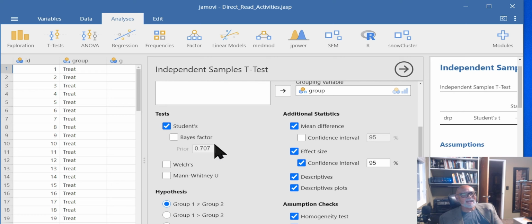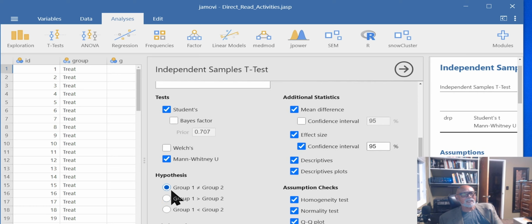Then if it did not meet these assumptions, we would have to use a non-parametric test like Mann-Whitney. We'll get that no matter what. And then this one is the direction of our hypothesis. Do we want to know whether there's a difference, whether the treatment group is higher or lower? We want to know whether the difference between the means is significant no matter what the direction.